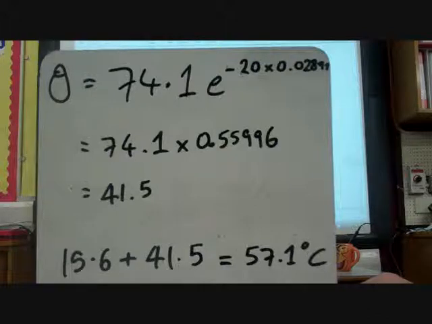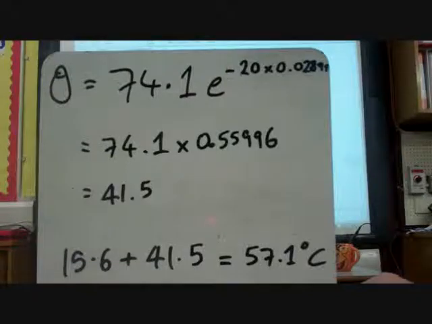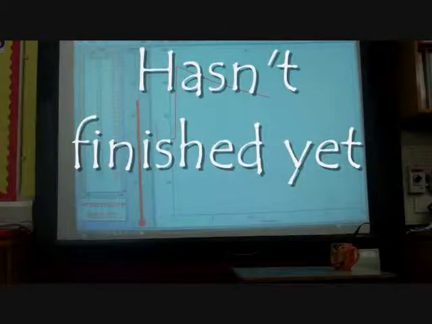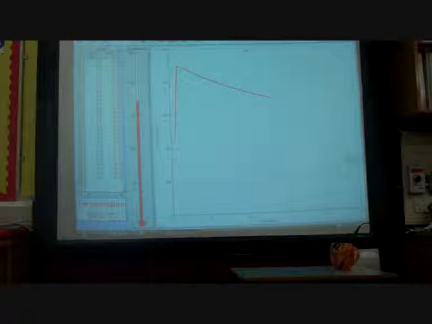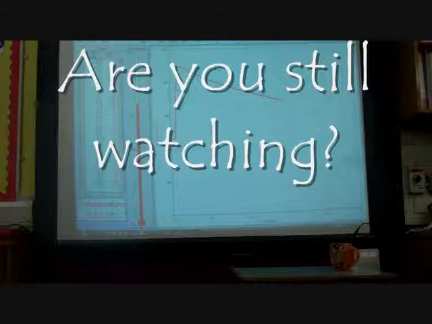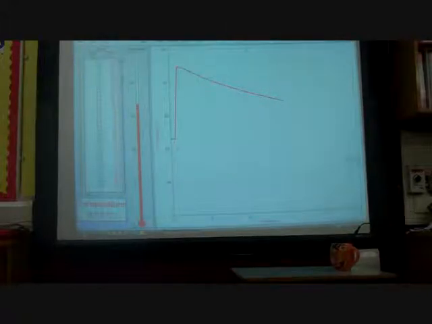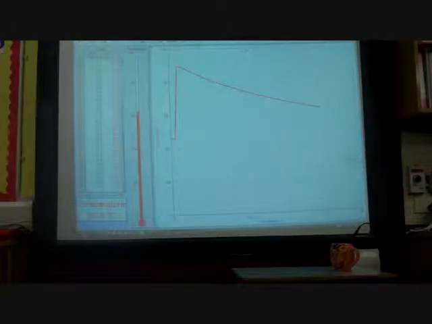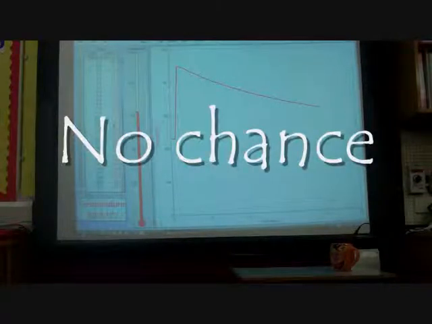So using our value of t for 20 minutes, we should expect the temperature above room temperature to be 41.5 degrees. Adding on our 15.6, we expect the water to be at 57.1 degrees centigrade. So 1 minute left, we're trying to get 57.1, we've got about 5.5 degrees left to go.